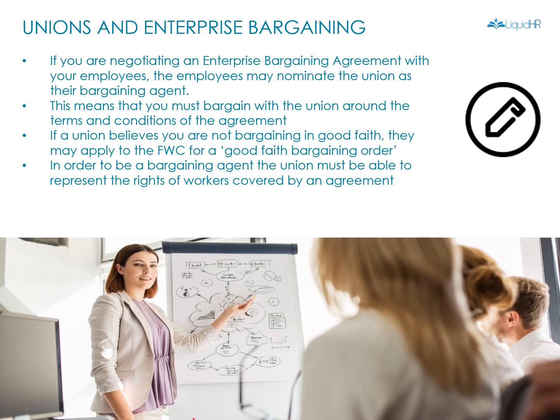So if you are negotiating an enterprise bargaining agreement with your employees, those employees may choose to nominate the union as their bargaining agent. So what that means is that you must actually bargain with the union around the terms and conditions of the agreement. As you go through the bargaining process, there's so many rules that you need to follow through bargaining and timeframes, and it's critical that you get those correct.